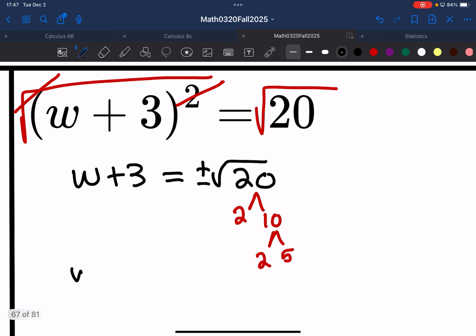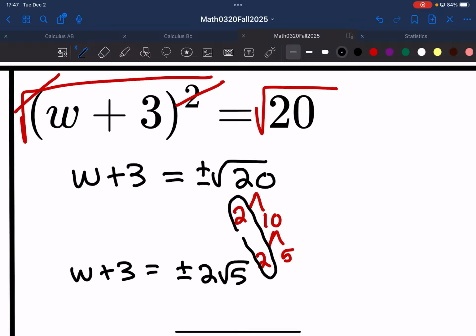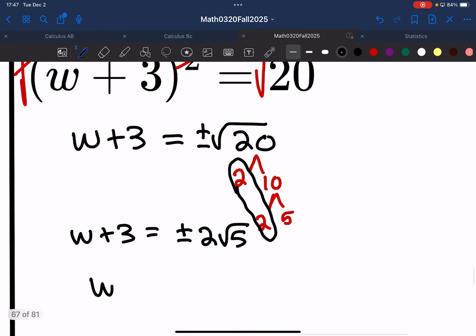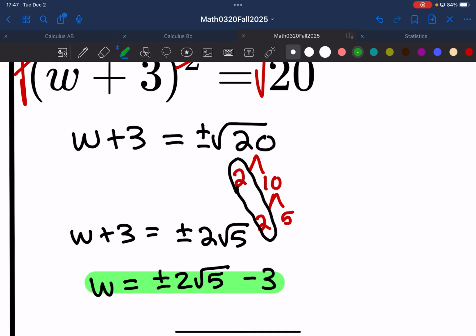And so this is w plus 3 is equal to plus or minus 2 square roots of 5, because we had a group of 2 there that we could take out. And then we would just subtract the 3. So we have w is equal to plus or minus 2 square roots of 5 minus 3. Okay, this would be our answer.